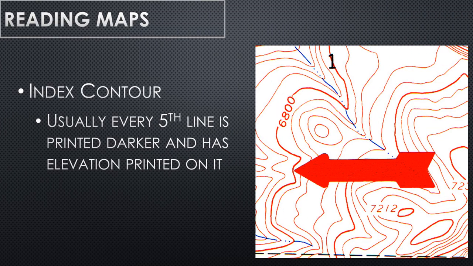Now, the index contour is usually every fifth line. And so on almost all contour maps, the fifth line is going to be printed darker and give you an elevation. This will help you to determine what the contour interval is. And it's just giving us an idea of how high something is. So we're going to assume this is feet. So that may be 6,800 feet at this contour interval. And so we call this number the index contour.